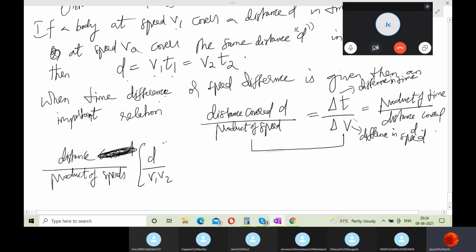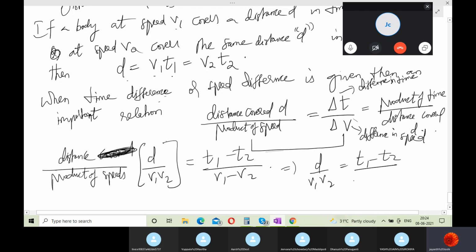Can you write this? Yes. Is equal to difference in time, T1 minus T2 by V1 minus V2, difference in speed. Please all of you make a note of this. This implies D by V1 V2 is equal to T1 minus T2 difference by difference in speed. This is a formula. So this is formula number one.